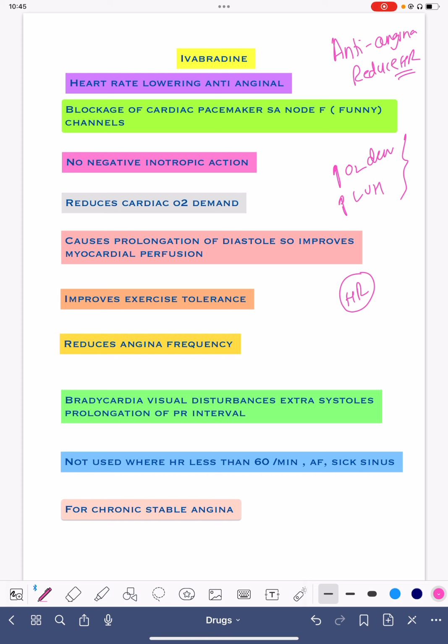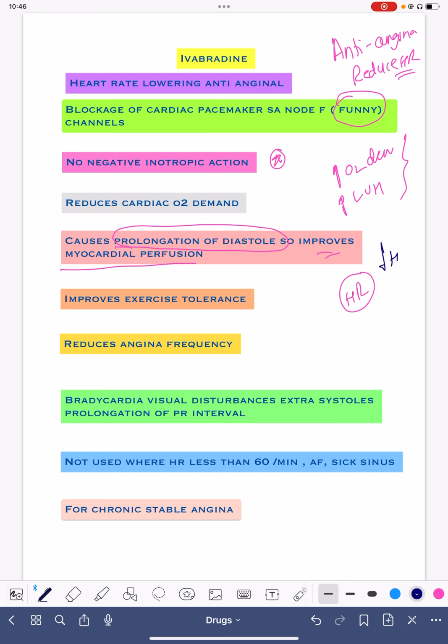So how it acts is it blocks the cardiac pacemaker, that is SA nodal F channels, which are called funny channels. Now these funny channels actually don't have any negative inotropic activity. So there is no reduction in contractility, but it simply reduces the heart rate. So automatically the patients have a better prolongation of diastole. So there is increased perfusion, increased left ventricular filling, and definitely better myocardial perfusion.